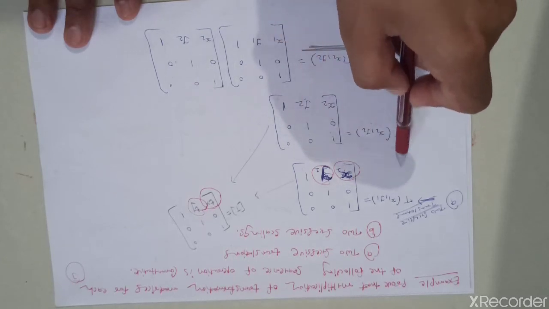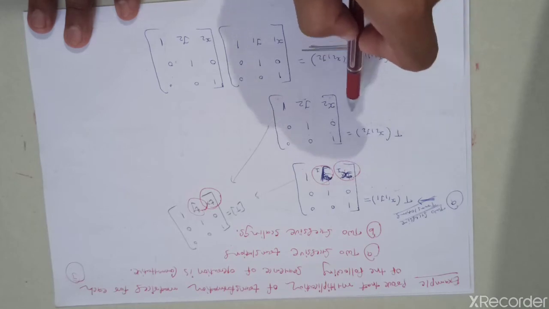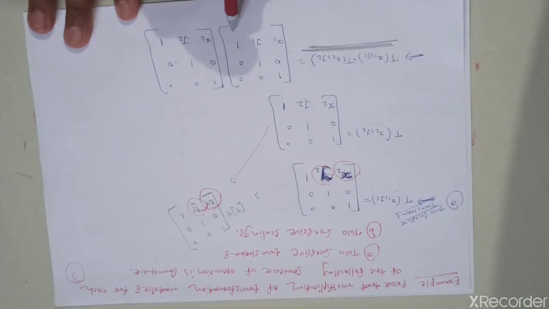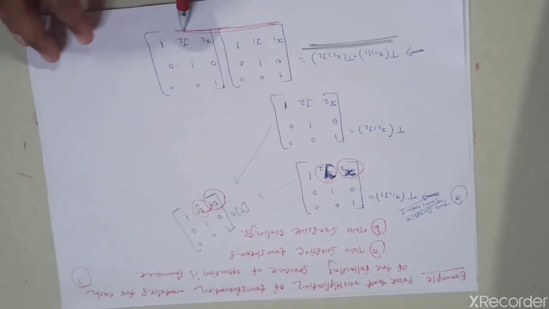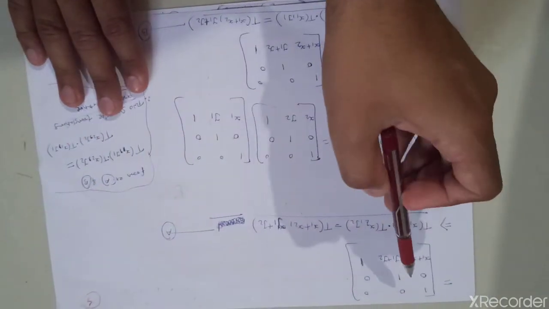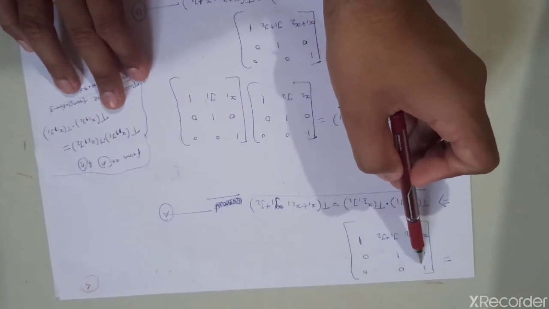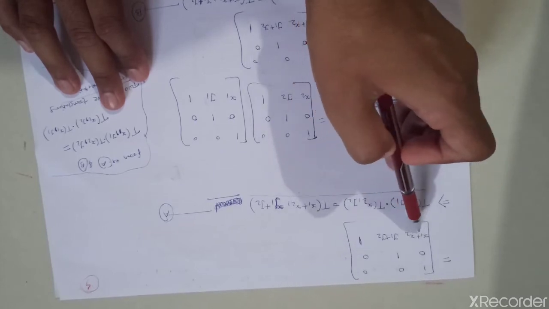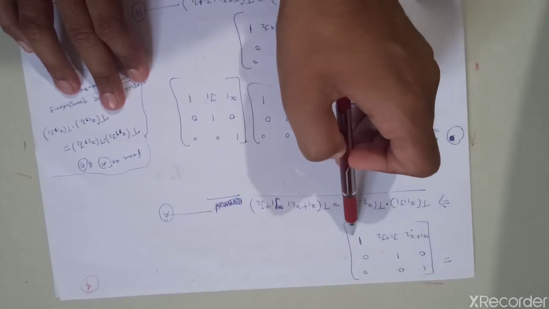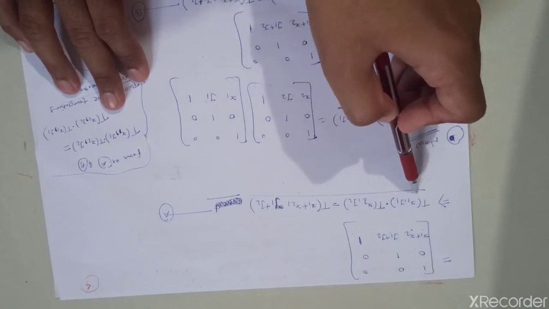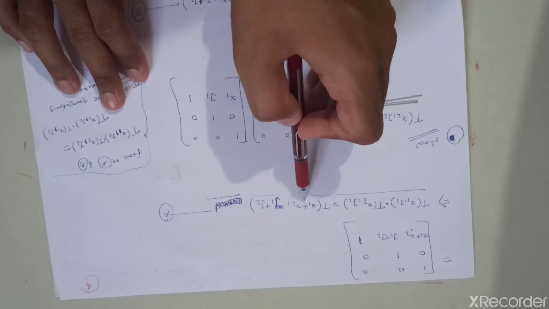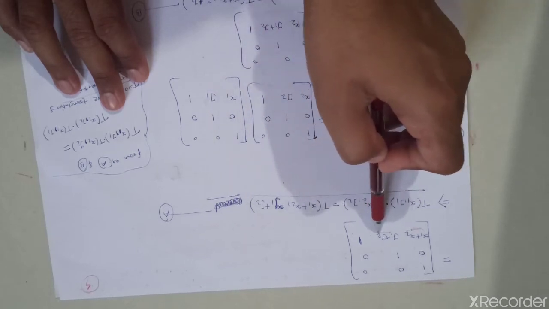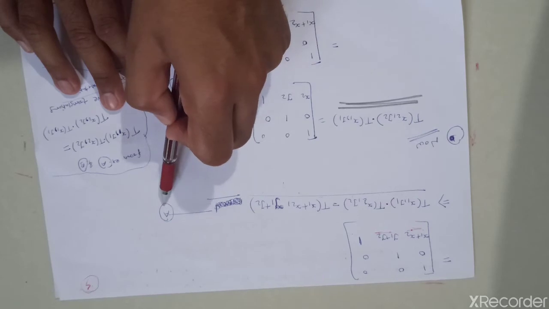Now we multiply this T(x1, y1) and T(x2, y2). Both matrices are 3 cross 3, meaning 3 columns and 3 rows, so matrix multiplication is possible. After the multiplication, the answer is 1 0 0; 0 1 0; x1 plus x2, y1 plus y2, 1. So we say that T(x1, y1) into T(x2, y2) is equal to T in the bracket x1 plus x2 comma y1 plus y2. This is our equation number A.